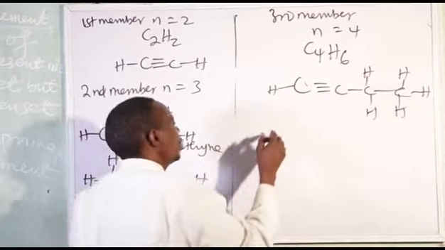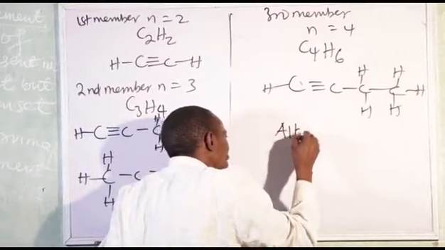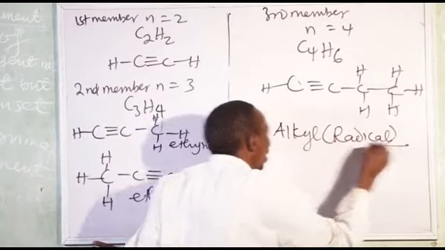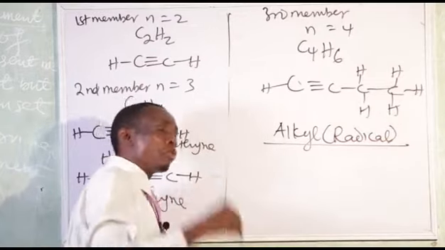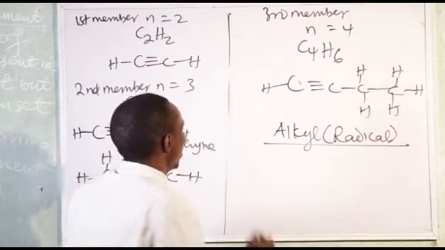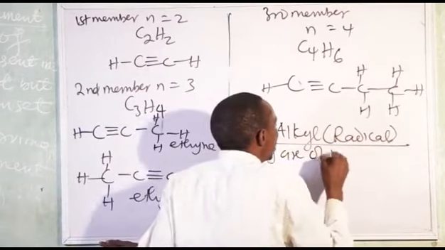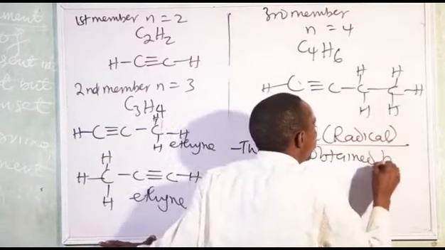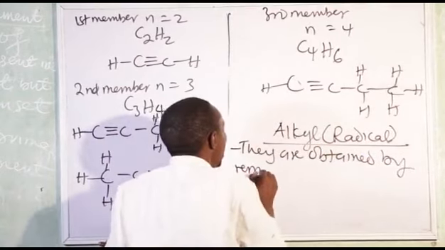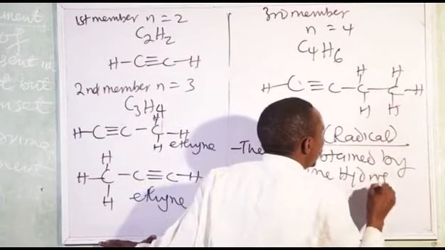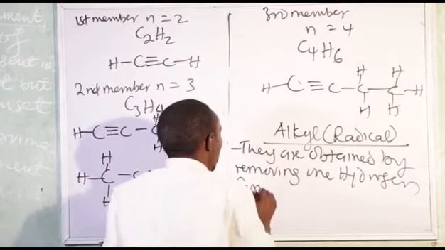Now, don't forget the alkyl group. We call it the radical group. The alkyls are obtained when you remove one hydrogen from an alkane. They are obtained by removing one hydrogen from alkanes.